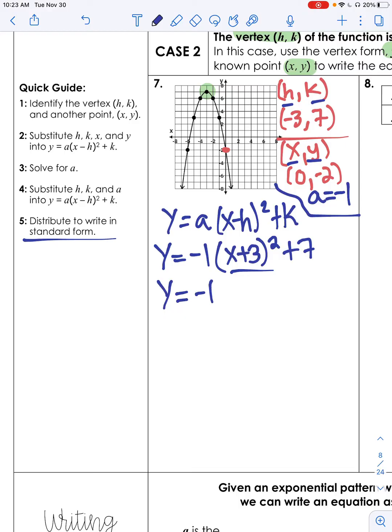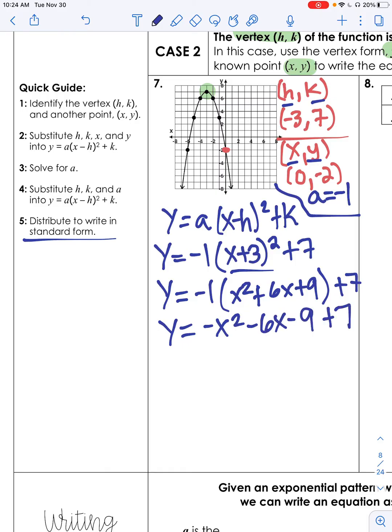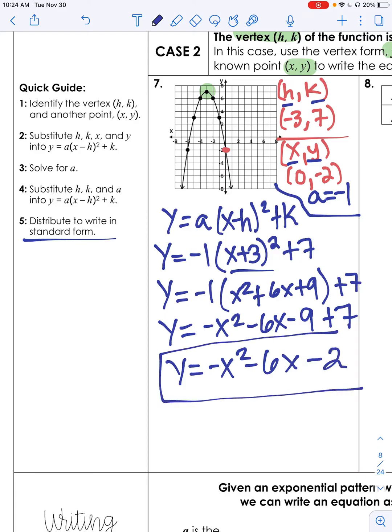Okay, so let's first square the binomial. That'll be x squared plus 6x plus 9, and then we'll bring the -1 in front down and the plus 7 down. Okay, so next I'm going to distribute -1 all the way through that trinomial. Bring down the plus 7, and once we combine those numbers, we will be done. Okay, y equals -x squared minus 6x minus 2. That is step 1 through 5.